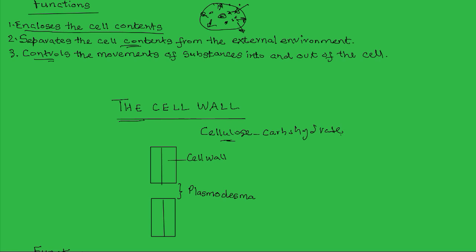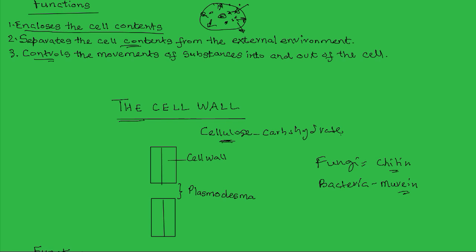Now, plant cells do have a cellulose cell wall. Other organisms, like fungi, also do have a cell wall, but it's not made up of cellulose. It is made up of another type of carbohydrate known as chitin. Bacteria also do have a cell wall made up of a protein known as murein. But in this lesson, we'll concern ourselves more with the green plant cell wall.